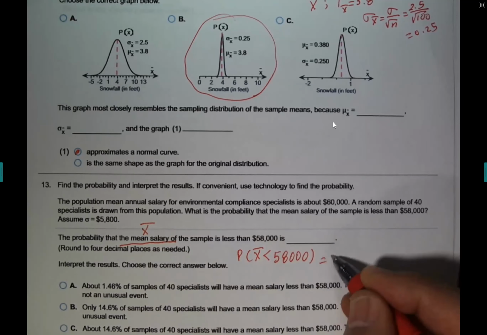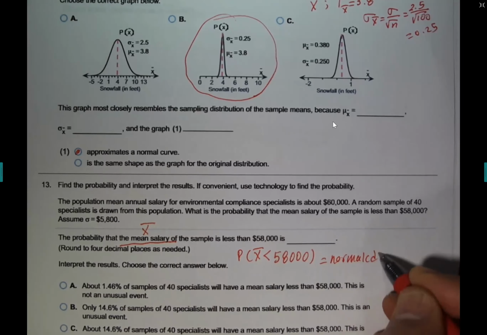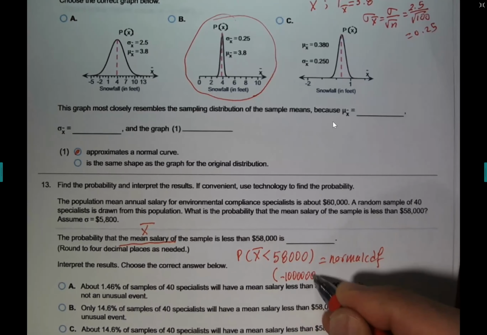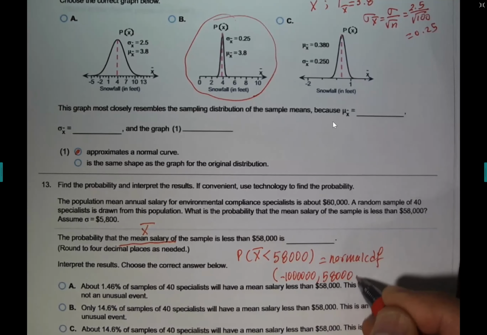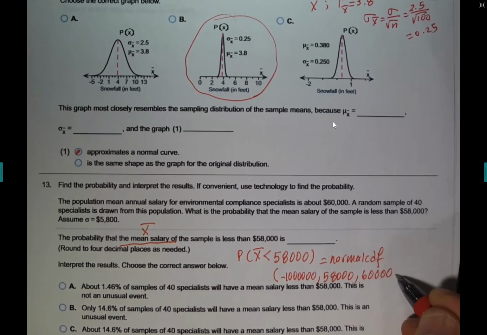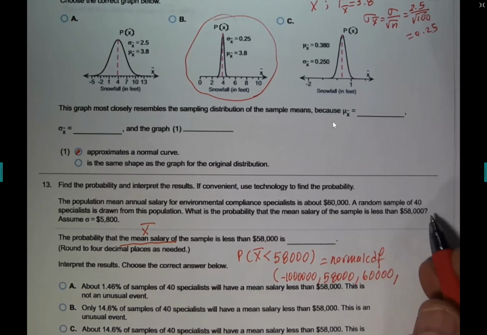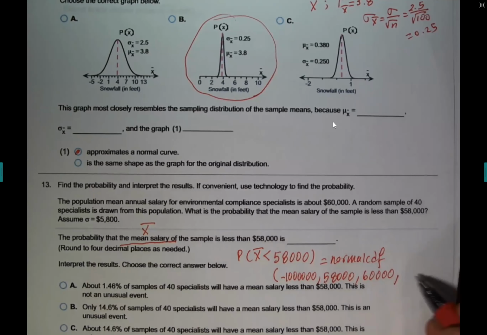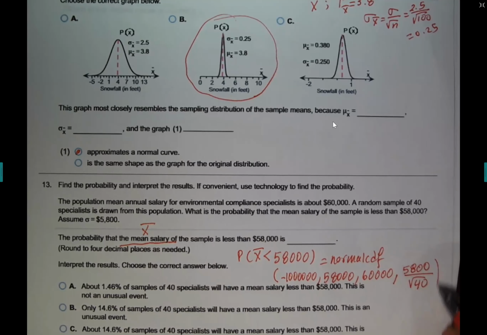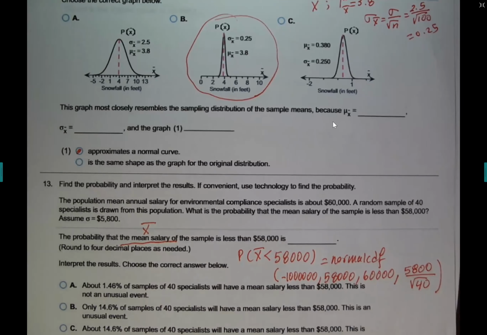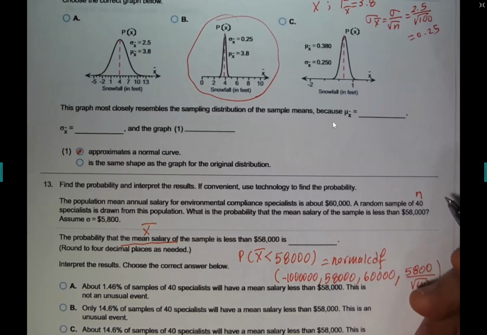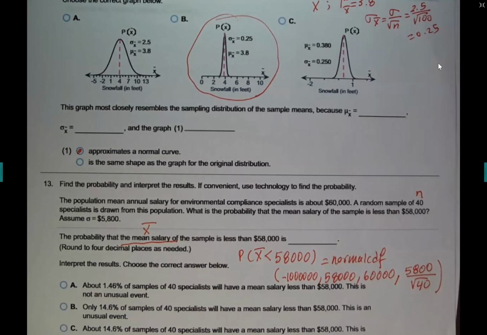And it's going to work out the same way as you did before. Normal CDF, you're going to put negative 1 million. You're going to put 58,000. You're going to put the mean, which he says is 60,000. But for the standard deviation, you cannot just put the standard deviation. You have to put the original standard deviation and divide it by the square root of the sample size, which is square root of 40 here. N is 40. That's N. Okay, and let's do the math for this one.